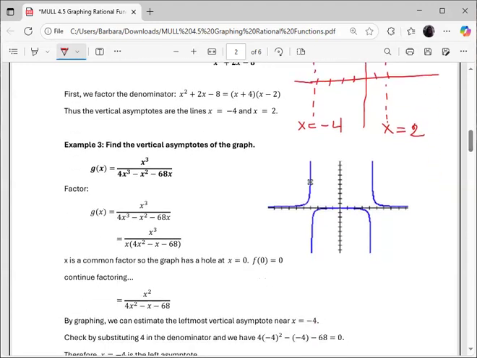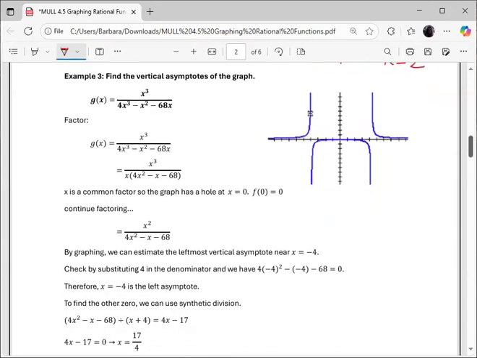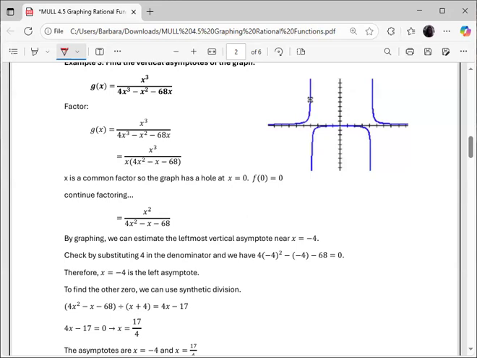On example 3, I have a sketch of this one. Find the vertical asymptotes of this graph. g of x equals x cubed divided by 4x cubed minus x squared minus 68x. So the first thing we do is factor, and we have x cubed divided by x times 4x squared minus x minus 68. It may not be as easy to factor that quadratic.